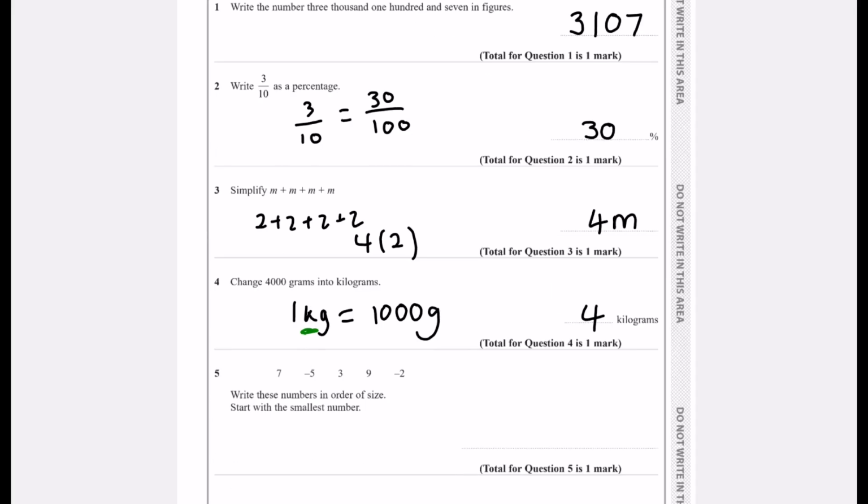And question 5, write these numbers in order of size. Start with the smallest. So the smallest is going to be the biggest negative. That's -5. Then -2. Then it goes up through 0, and then 379.